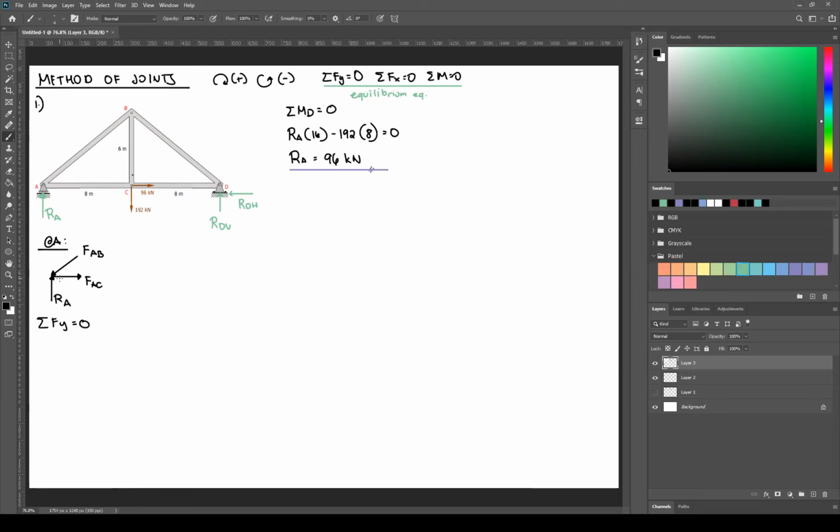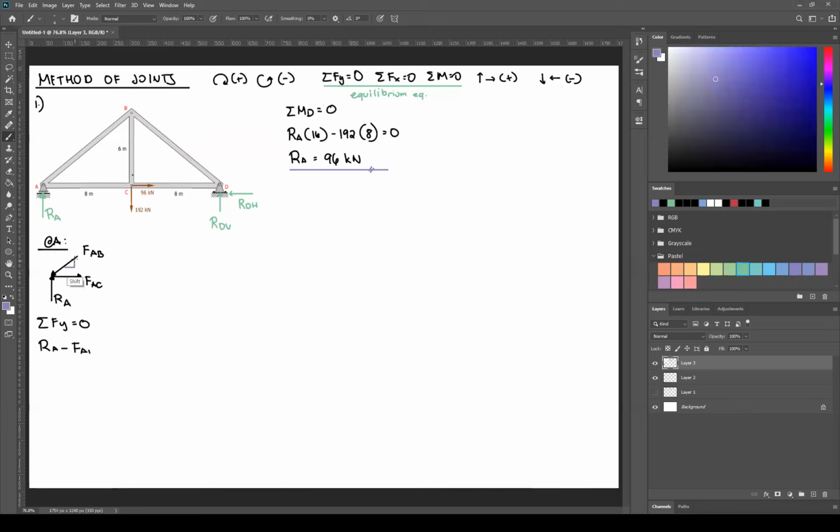Now, the sign convention here is upward and to the right positive. Downward and to the left is negative. This is upward, therefore positive RA. Next, FAB is downward, so negative FAB. Now look here, it's diagonal, so it's not just simply upward or downward. There's a vertical and horizontal component, so we must get that.